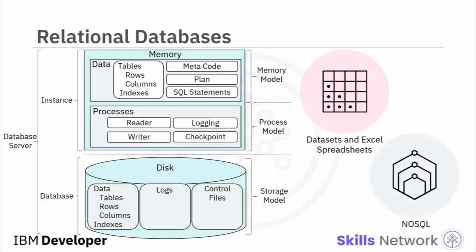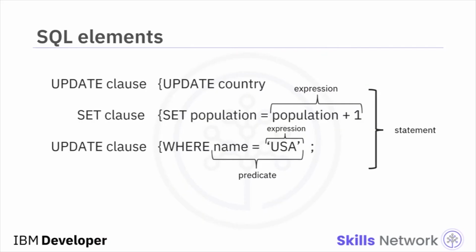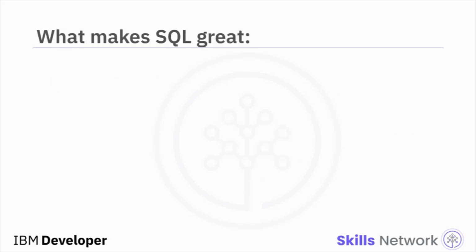However, although SQL was originally developed for use with relational databases, because of its pervasiveness and ease of use, SQL interfaces have also been developed for many NoSQL and big data repositories. The SQL language is subdivided into several language elements, including clauses, expressions, predicates, queries, and statements. So, what makes SQL great?